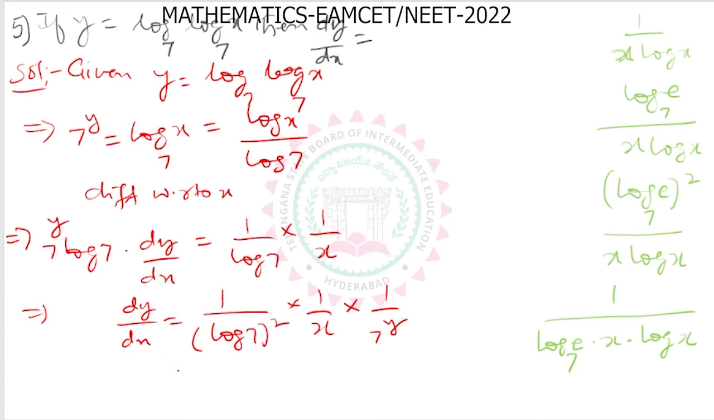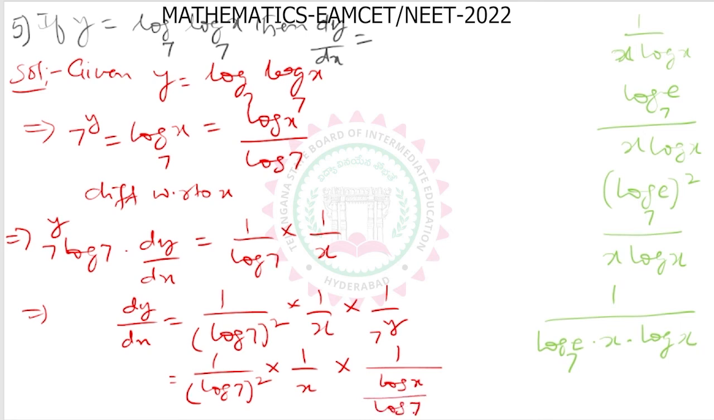Okay? Or this can be written as 1 by log 7 whole square into 1 by x into 1 by 7 to the power of y. Just now we have seen that 7 to the power of y is nothing but log x by log 7. So this can be written as 1 by log x by log 7. Okay, then you may see that log 7 will go to the numerator and cancel with this denominator. So this is equal to 1 by log 7 whole square into 1 by x will remain as it is into this log 7 will go to the numerator divided by log x.